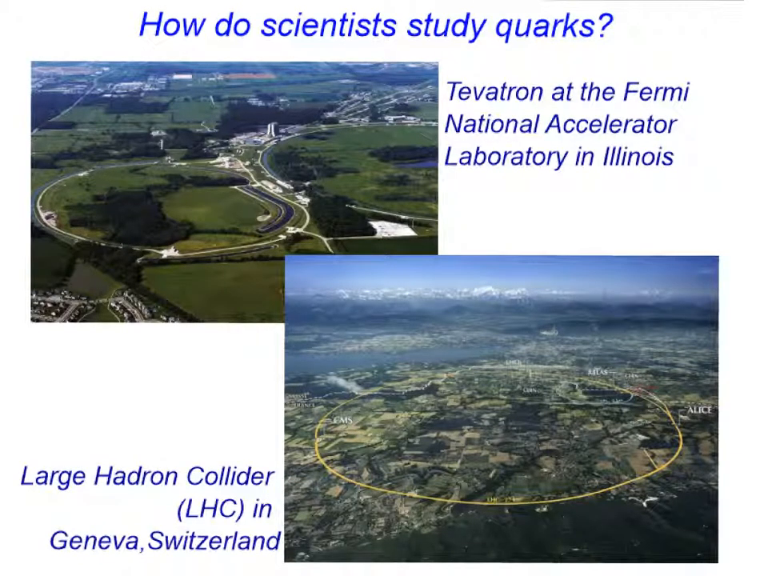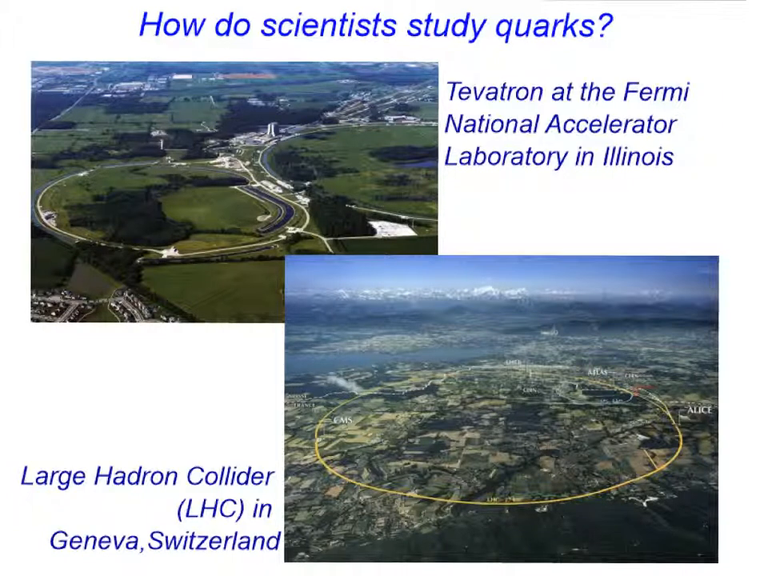So how do scientists study quarks? Well, in order to study quarks, scientists accelerate charged particles to very, very high speeds and then smash them into protons. These high-speed collisions make the protons break apart. There are 2 places in the world where this research takes place.